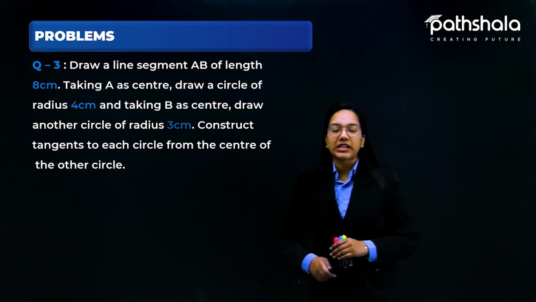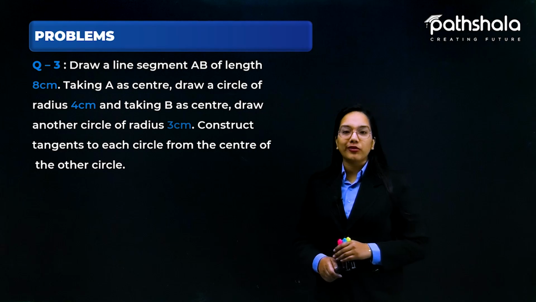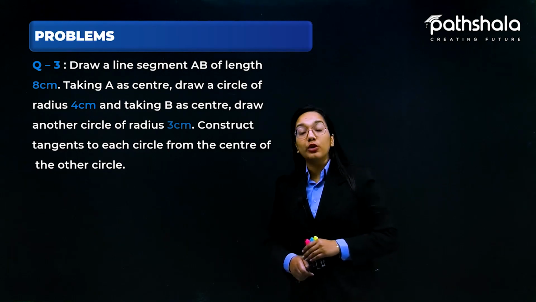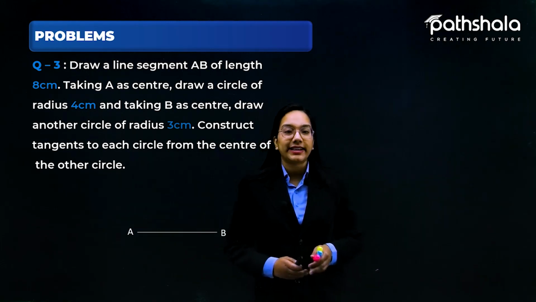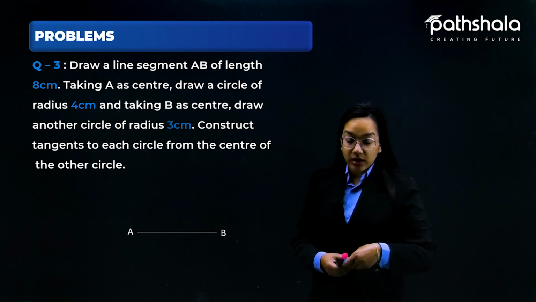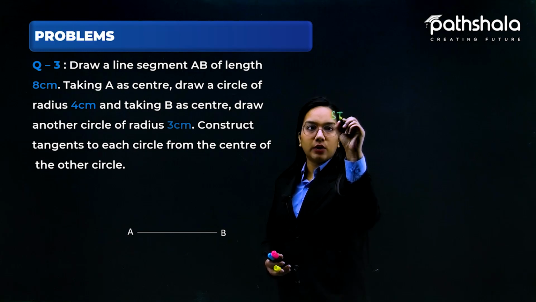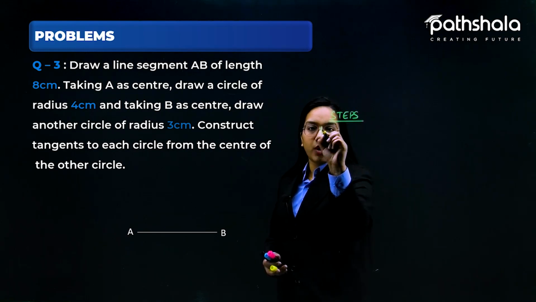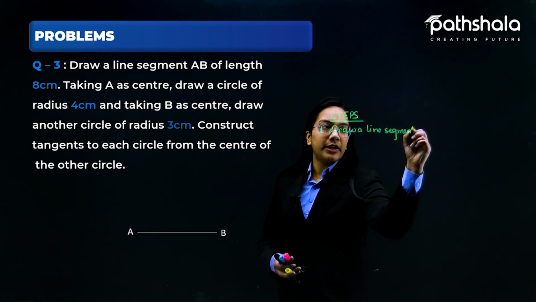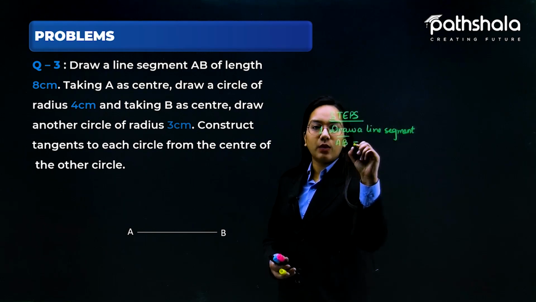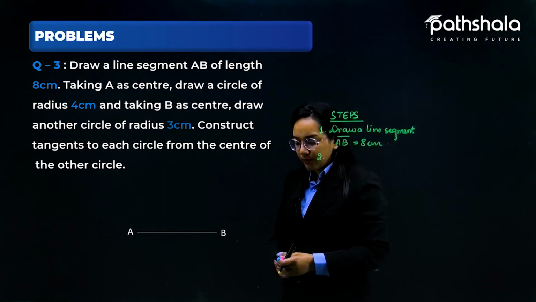So I'll start with the construction, and we are starting with drawing a line segment AB of length 8 cm. Using the help of a ruler, we can draw a line segment AB having a length of 8 cm. Let me start the steps of construction one by one. Step number 1: draw a line segment AB equal to 8 cm. This is 8 cm.